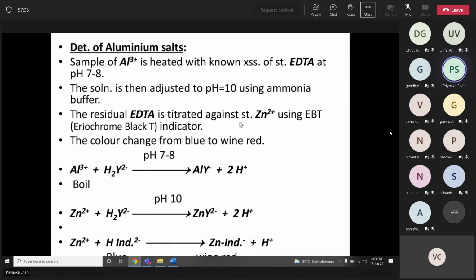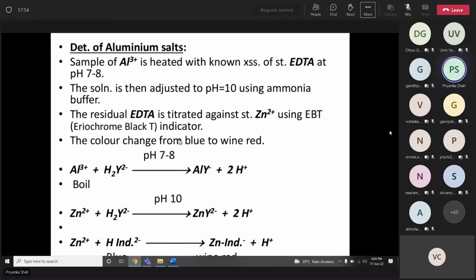which one are you using? Standard solution of zinc, using Eriochrome Black T indicator. So the color change is from blue to wine red. Generally in direct titration it is wine red to blue, but in back titration this will be reversed. So you can see this is aluminum, here is your indicator.